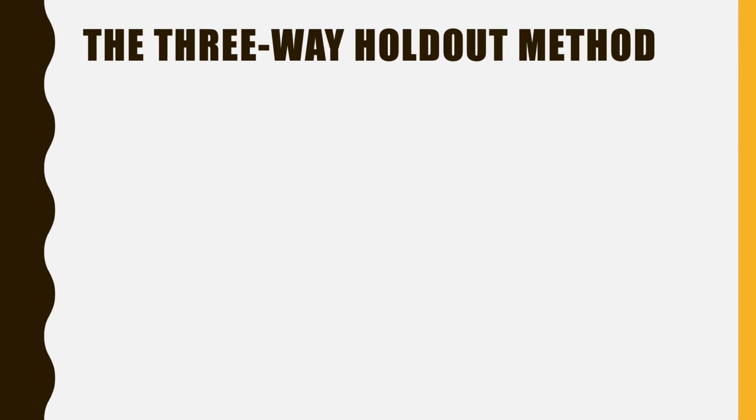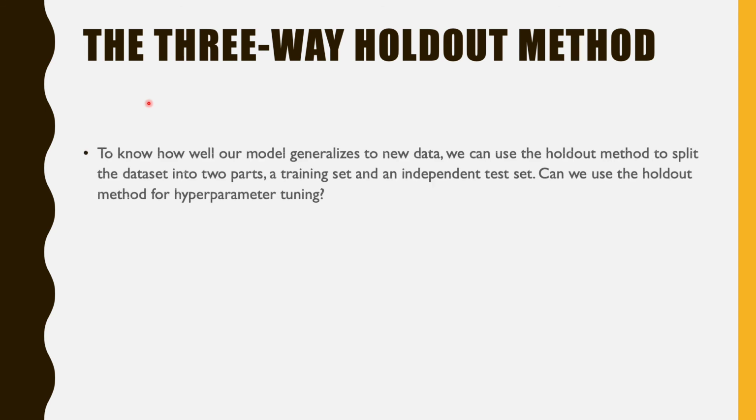And so one solution for that approach is the three-way holdout method. We know how well our model generalizes to new data sets by using these holdout methods, and we can just split the data into two parts, a training and an independent test data set. But the question is, can we use the holdout method for hyperparameter tuning?